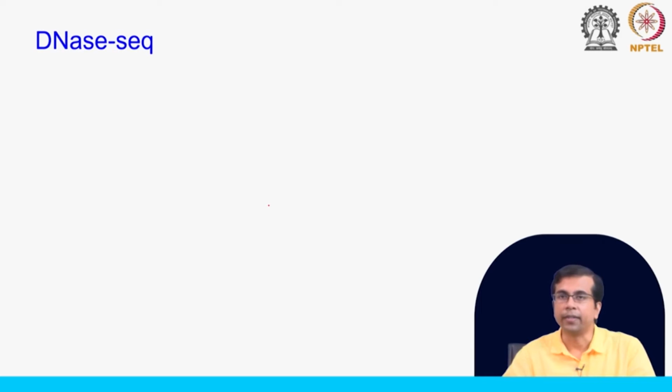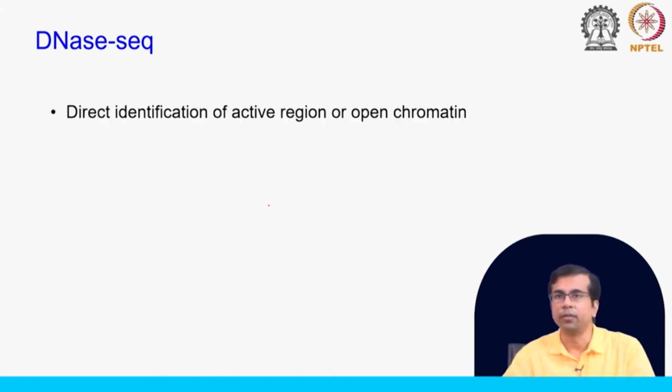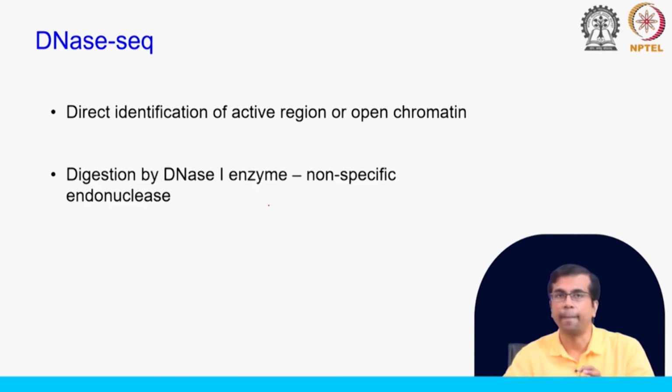Now, moving on to DNase-seq, this is the second method that we are going to talk about. Okay. So, this actually helps us in direct identification of active regions or open chromatin. So, this is in contrast with the earlier method, MNase-seq. So, here we can directly identify the open chromatin region. Okay. So, the steps are very similar, the principles are slightly different.